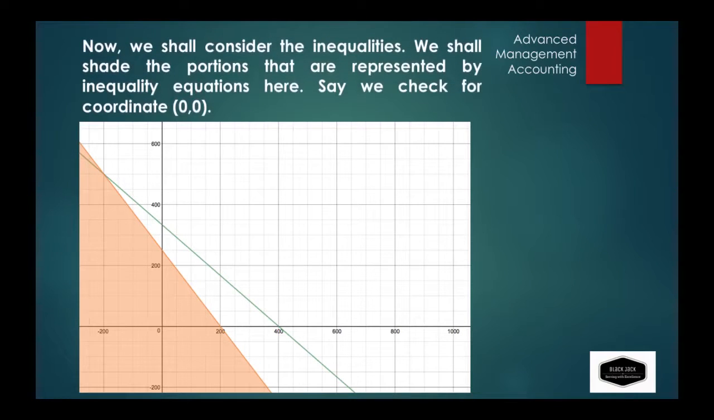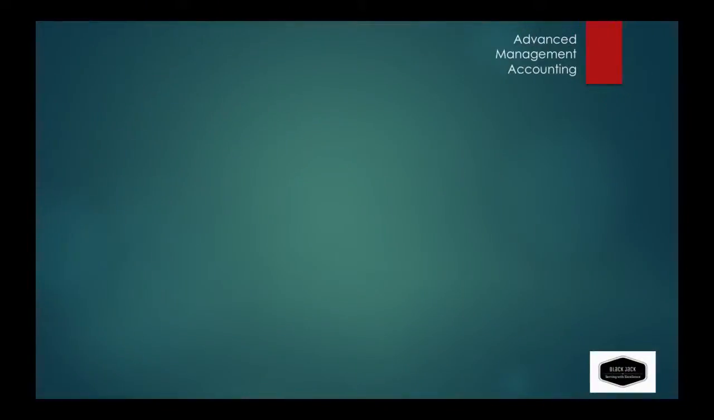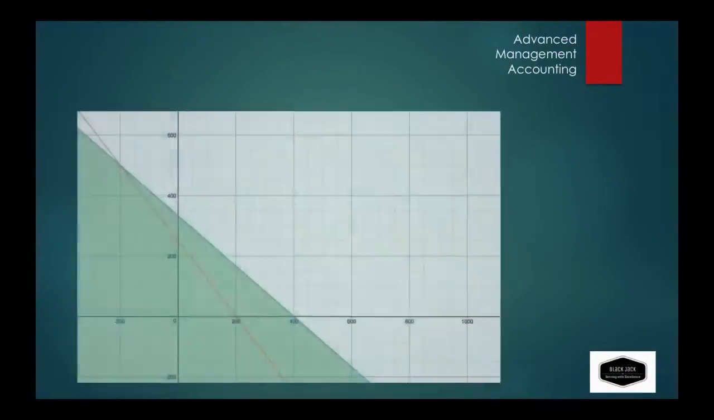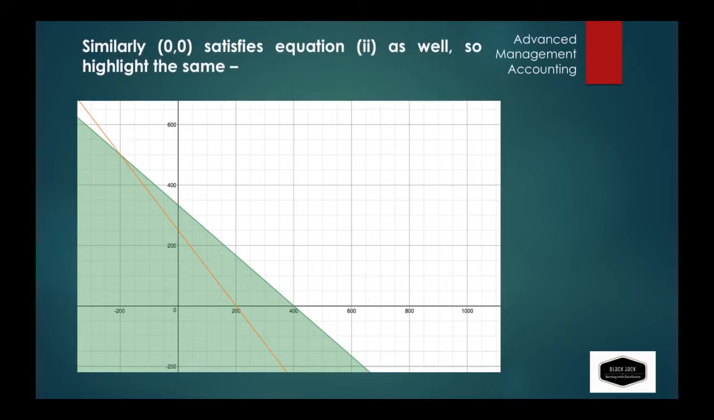Now we shall consider the inequalities. We shall shade the portions that are represented by the inequality equations here. Say we check for the point (0, 0). Basically, we put the values of x and y as 0 and 0 respectively in both the inequality equations and then verify if the inequalities stand true or false. If the inequalities stand true, then we shade in the direction of the coordinate chosen by us, that is (0, 0), and if the inequality stands false, then we shade in the direction opposite to the coordinate chosen by us, (0, 0).